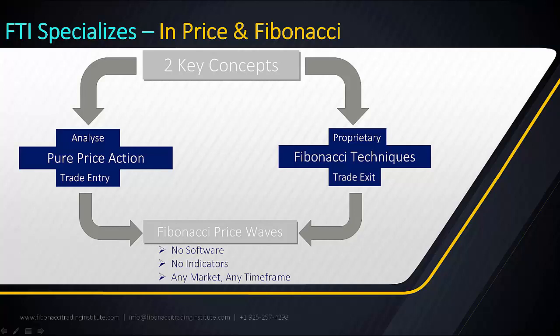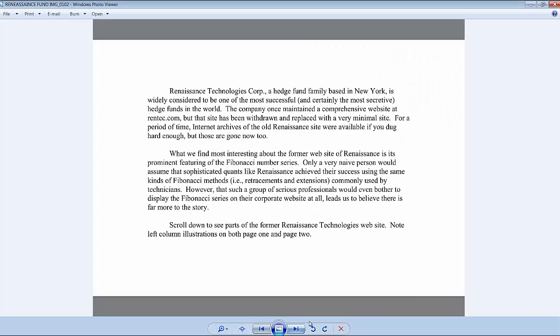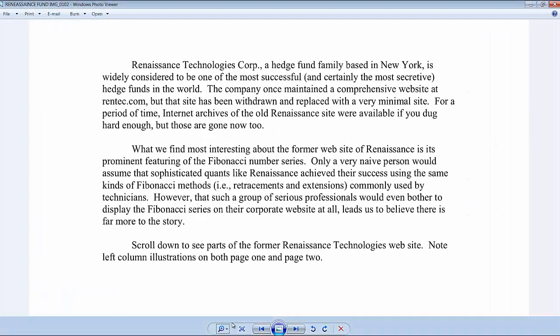When I attend hedge fund conventions, I learn a lot about the hedge fund world. It never ceases to amaze me how hedge funds make their decisions. And here's one of the most admired hedge funds on the planet, Renaissance Fund. I highly encourage you, please Google and research what the fund is based on. The fund was founded by a mathematician who is using Fibonacci.